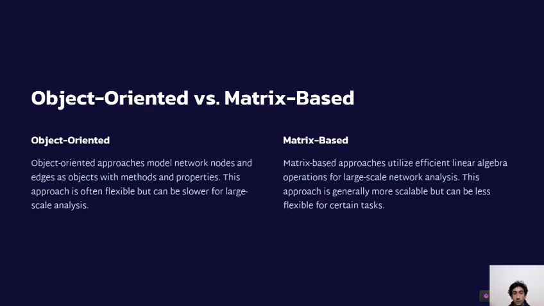Object-oriented versus matrix-based. What is the difference? So, what is object-oriented? The object-oriented approach models network nodes and edges as objects with methods and properties. This approach is often flexible but can be slower for large-scale analysis. Moving on to matrix-based: matrix-based approaches utilize efficient linear algebra operations for large-scale network analysis. This approach is generally more scalable but can be less flexible for certain tasks.